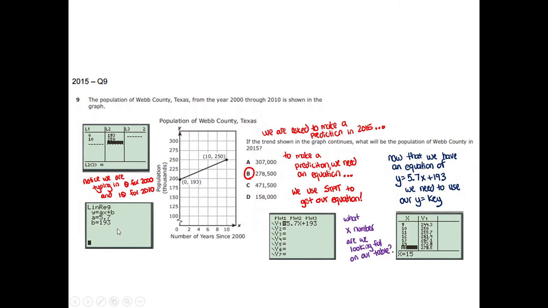All right, next. If you do stat calc 4, you write down this equation and you put it into y equals. So you're going to put 5.7x plus 193 into your y equals key. Then we're going to look at 15 because 15 represents 2015. And that is our answer because it's in the thousands. So B is our answer.